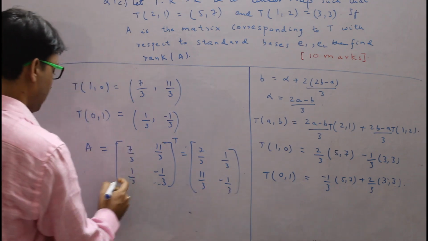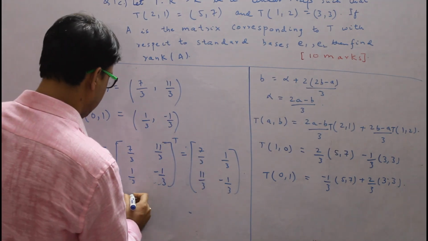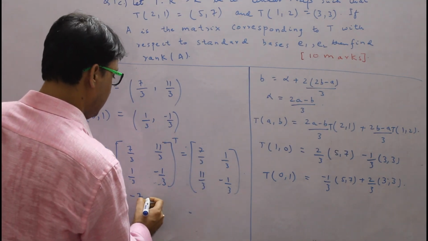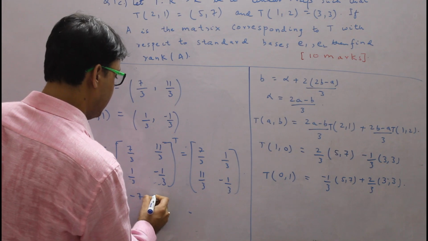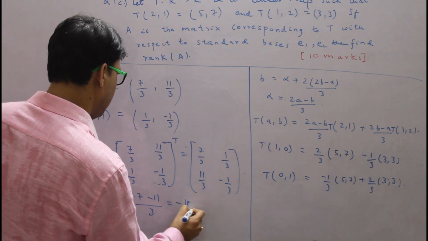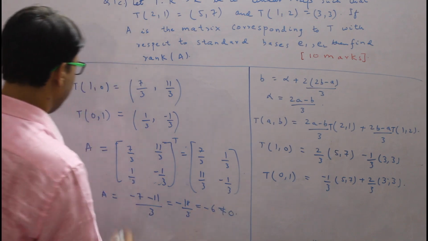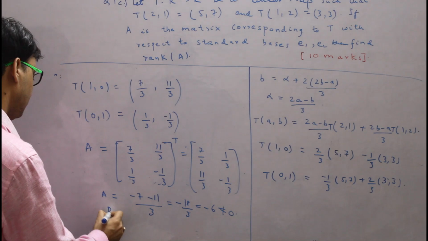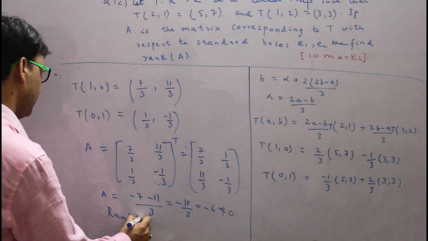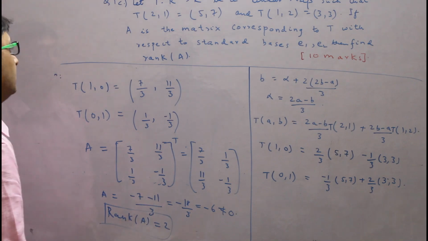So if we compute the determinant, this gives me minus 7 and minus 11 divided by 3. So this gives me minus 18 by 3. So this gives minus 6. So this is not equal to 0. So from here we can get our rank as 2.